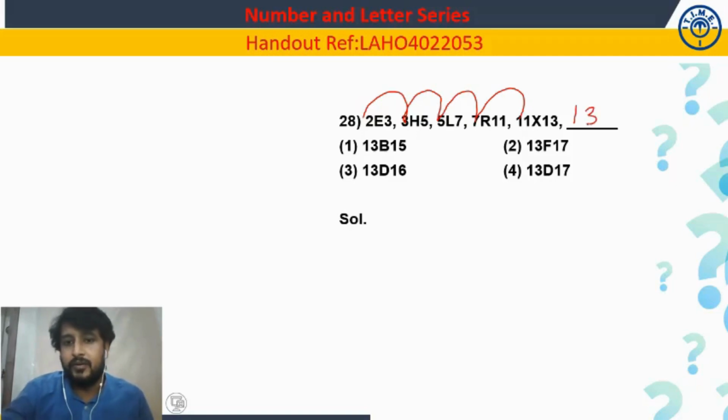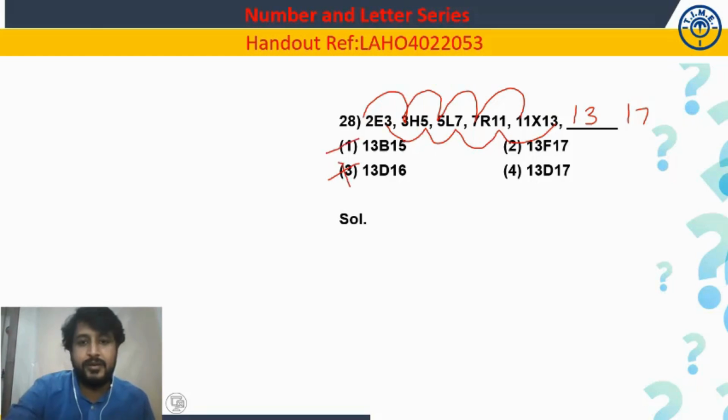No doubt. Now identify the third elements: 3, 5, 7, 11, 13. What is the pattern? Consecutive prime numbers. Next to 13 will be 17. So my answer should be 13, 17. So choice 3 and choice 1 are ruled out.